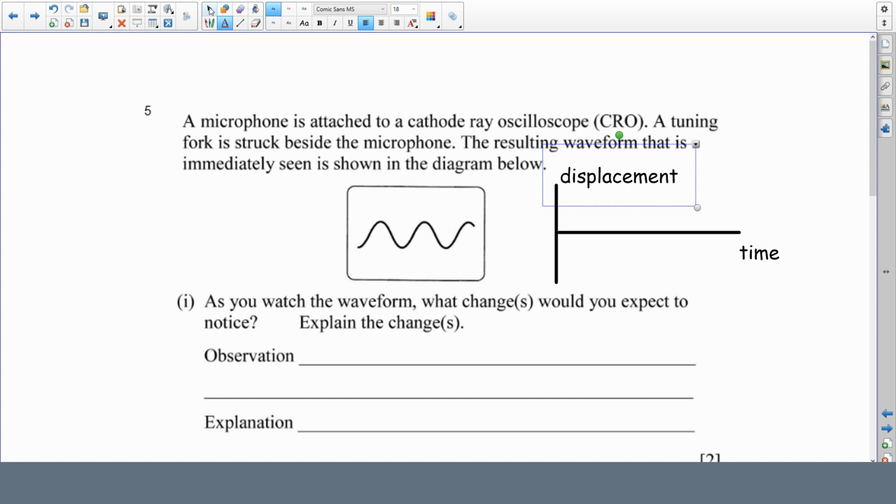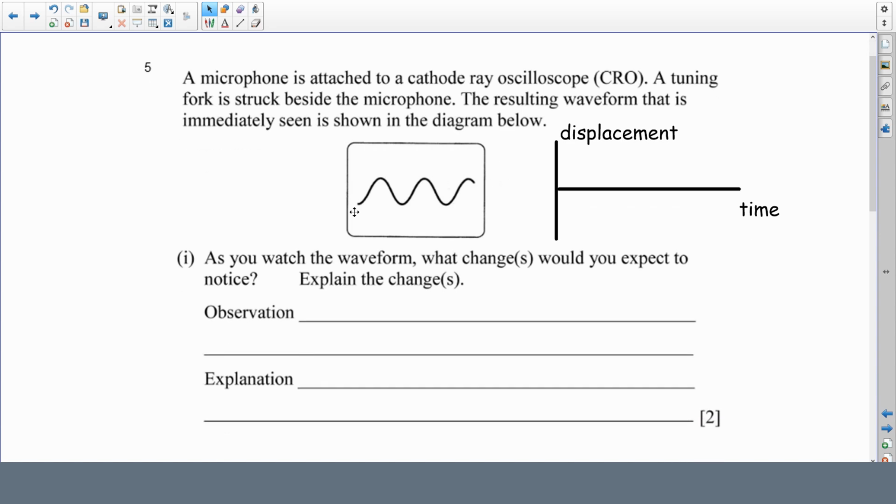Okay, so let's have a look. A microphone is attached to a cathode ray oscilloscope. A tuning fork is struck beside the microphone. The resulting waveform that is immediately seen is shown on the diagram below. So we go up, down, up, down, up. As you watch the waveform, what changes would you expect to notice?